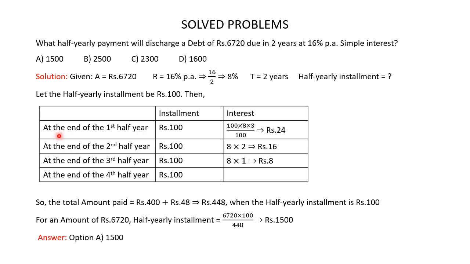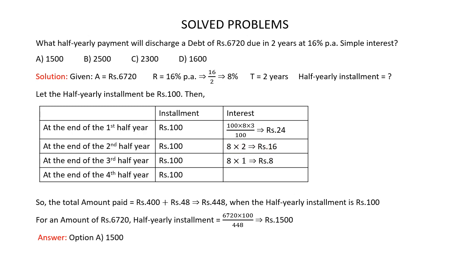So at the end of the first half year, the installment is rupees 100. Interest is 8, which is the half yearly rate of interest, multiplied by 3 because payment has to be made for 3 more half years. So 8 multiplied by 3 is rupees 24. At the end of the second half year, the installment is rupees 100. Interest is 8, which is the half yearly rate of interest, multiplied by 2 because payment has to be made for 2 more half years. So 8 multiplied by 2 is rupees 16.